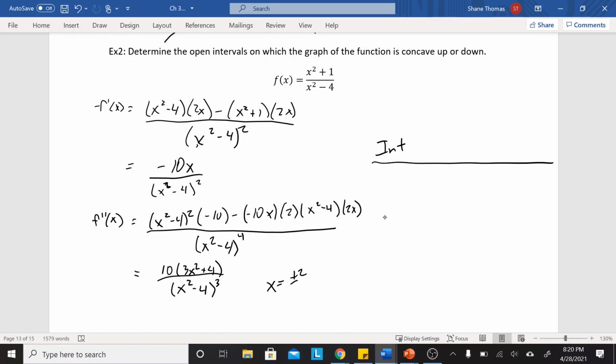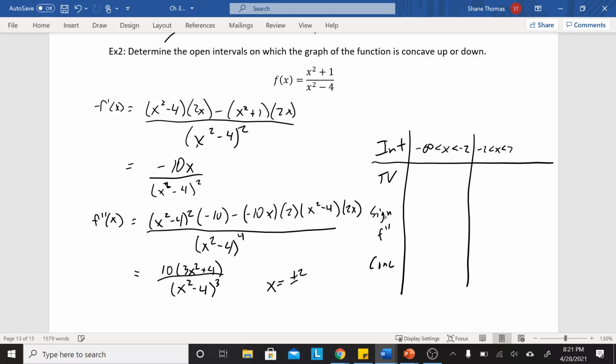Okay, interval, test value, sign of f double prime, and then the conclusion. So we're looking at negative infinity to -2, we're looking at -2 to 2, and we're looking at 2 to infinity. All right, so I'm just going to use x is -3 for this one, x is 0 for this one, and x is 3 there.